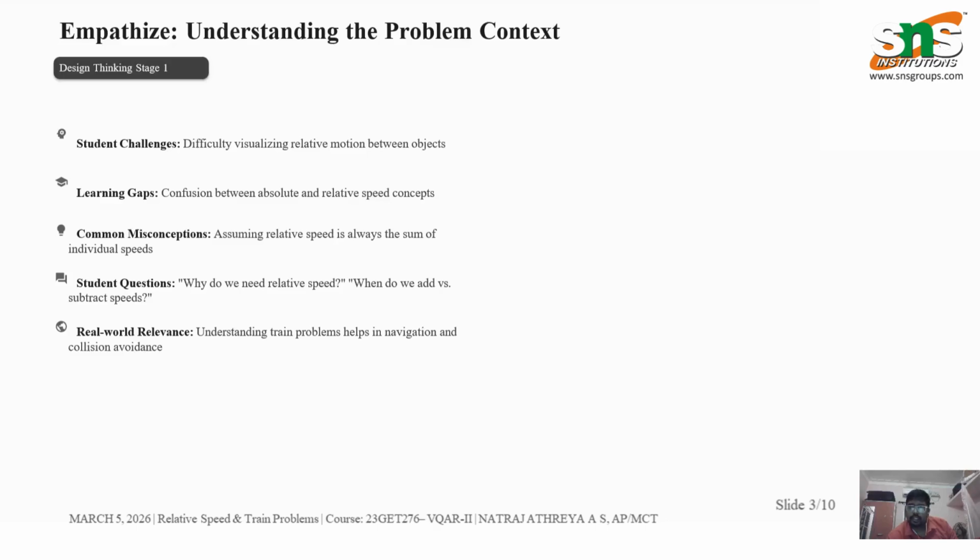Some of the common misconceptions are that relative speed is always the sum of individual speeds. It is not always the sum of individual speeds. It is based on the direction in which each of the objects is moving with respect to each other. Some student questions are: why do we need relative speed? When should we add the speeds or when should we subtract the speeds? And the real world relevance is that understanding train problems helps in navigation and collision avoidance.